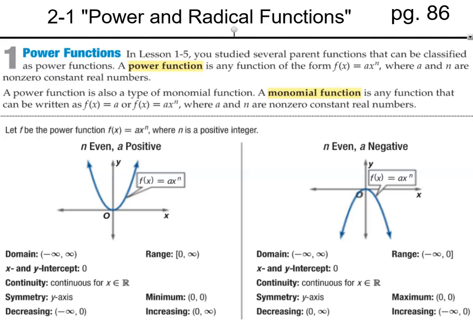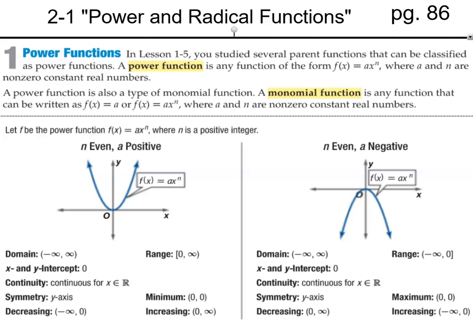Right now, these first examples, we're just going to be analyzing what we call monomial functions. Okay, so just a couple of definitions here highlighted for you up there. A power function is any function of the form a times x to the n, and a monomial function is any function that can be written as a or a times x to the n.